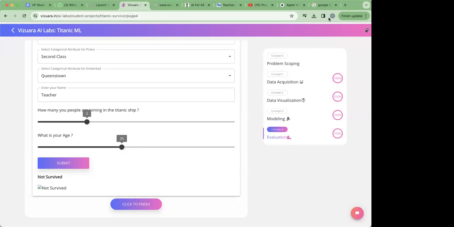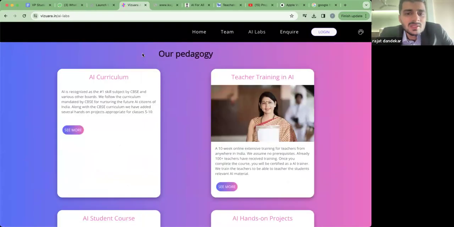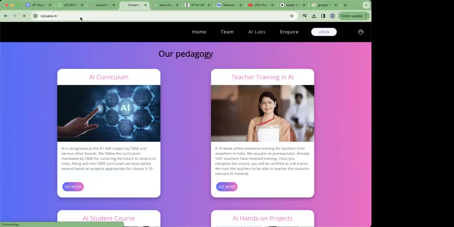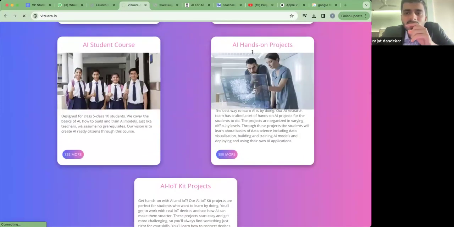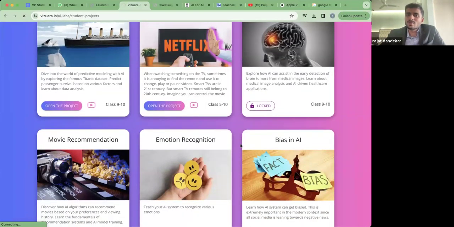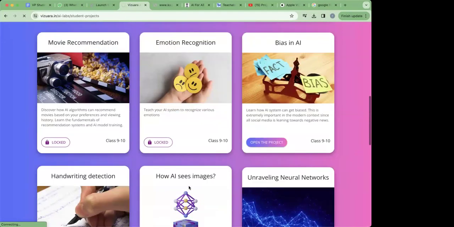Sir, from which website can the child practice here? Yes, we had covered this initially a little bit. So this is our website. You just type visuara.in. If you type visuara.in and go to AI labs, there is this section on AI hands-on projects in which some of the projects we have opened currently for people. But the schools which we are partnering with, we are giving them a lot of projects, around 25 to 50 in number, which cover every single concept in the curriculum.